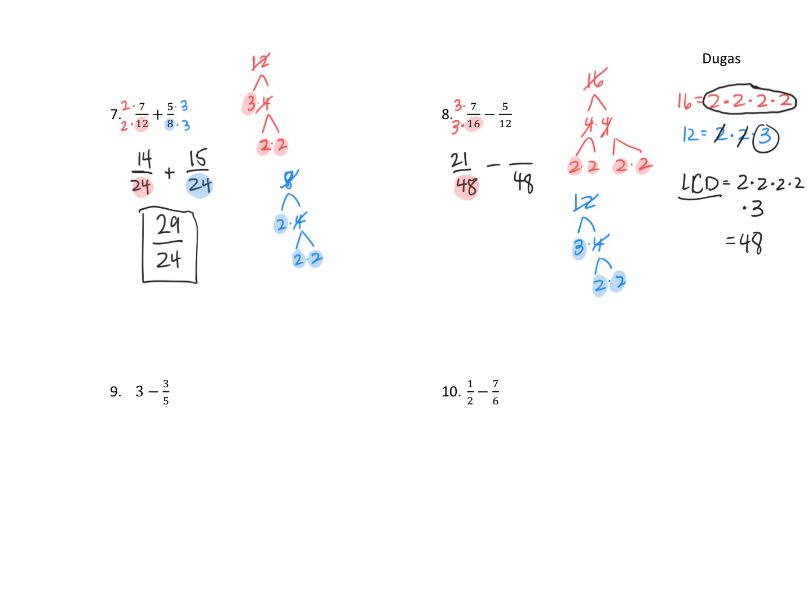The second fraction, we have a 12. We want it to be 48. So 48 divided by 12, we'll get 4. So we're going to multiply the top and the bottom by 4. Now we multiply, so 5 times 4 is 20 over 48. We have a common denominator now. So 21 minus 20 is 1. So 1 over 48 would be our difference.